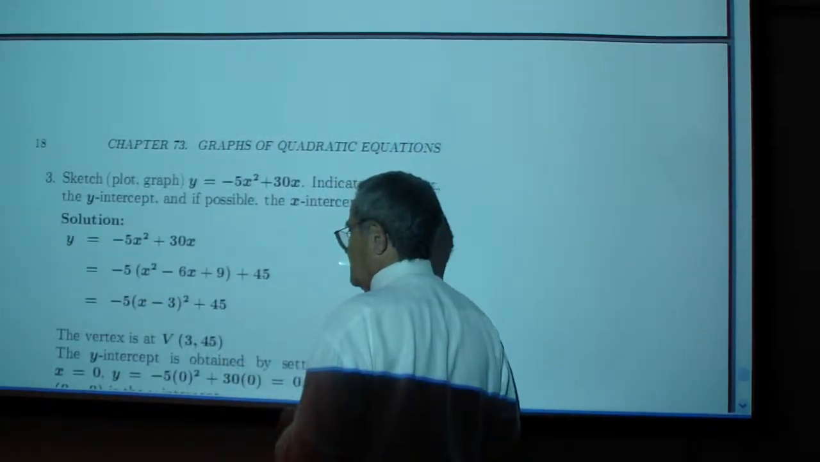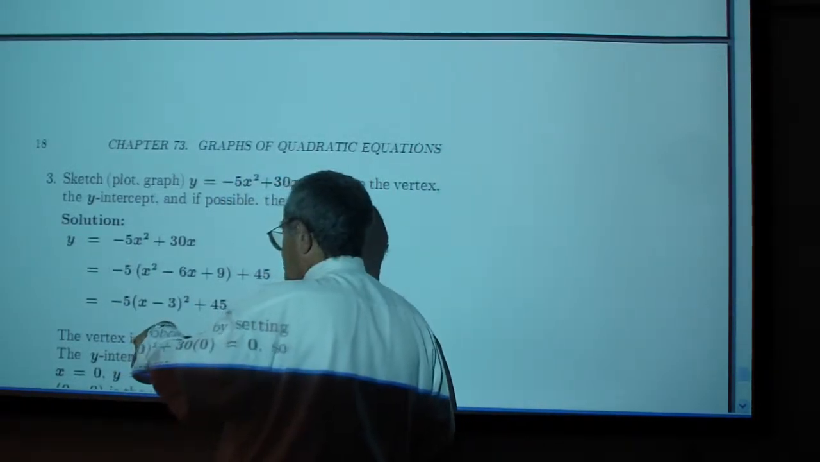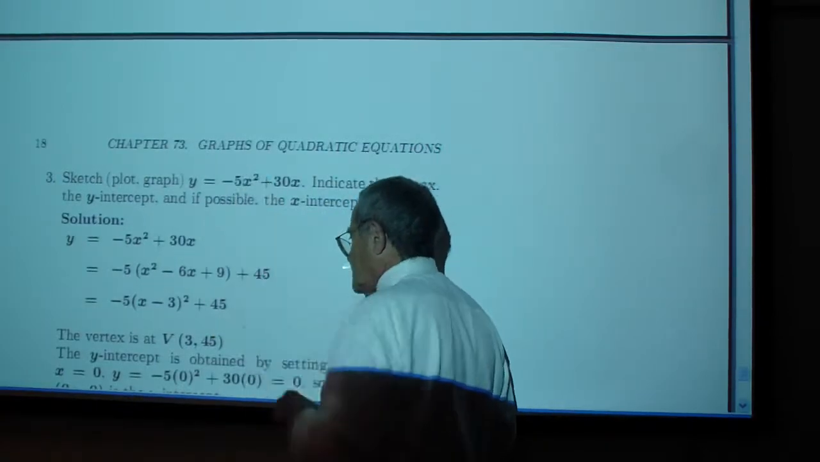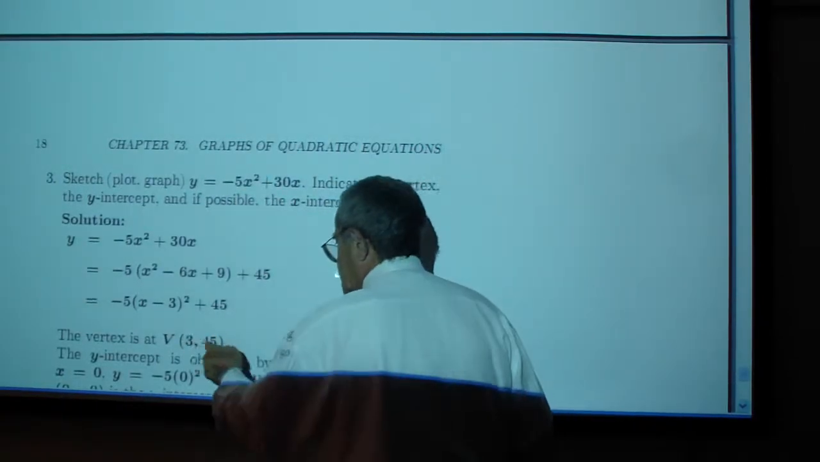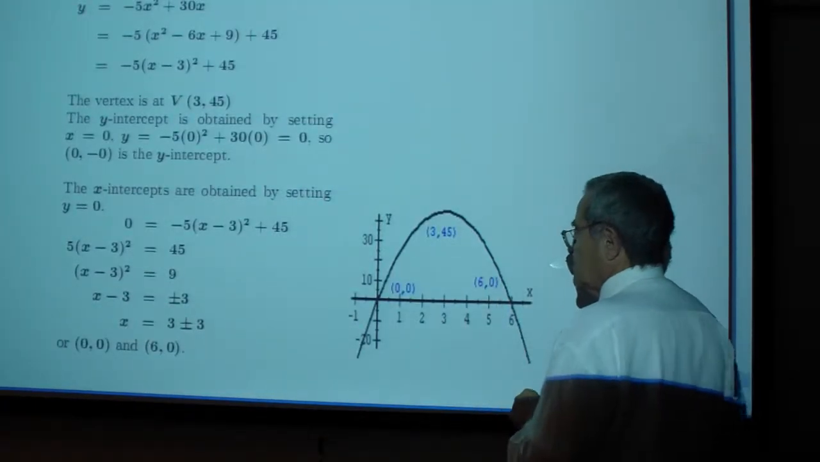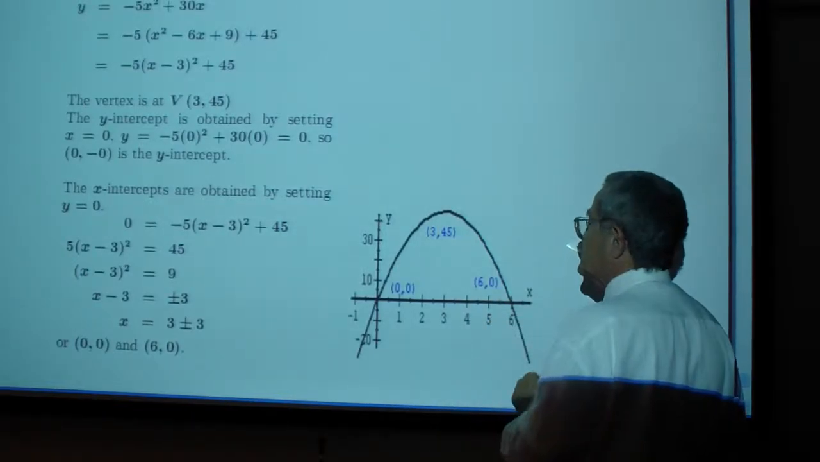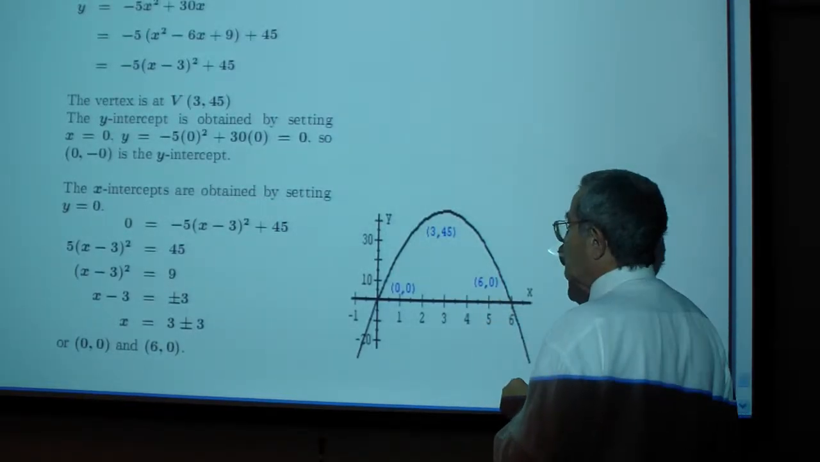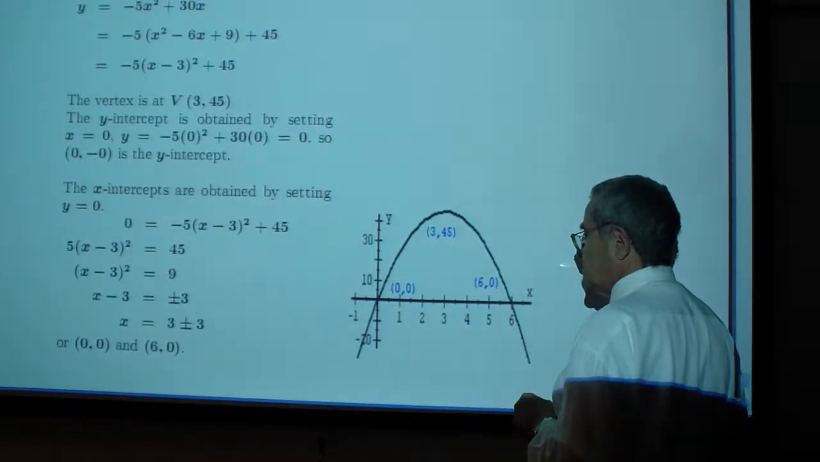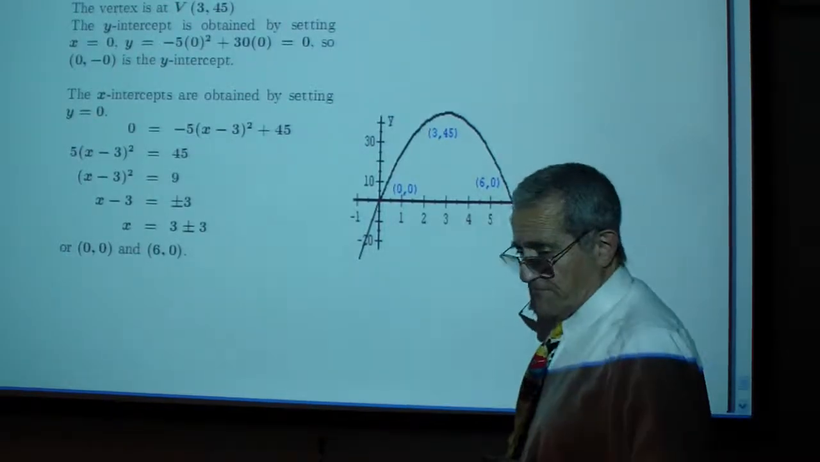This is my formula. It's like y equals negative x squared, shifted to the right 3 units, and shifted up 45 units. Your vertex is at 3, 45, right here. You pass through 0, 0, and you pass through 6, 0, and you may notice that the distance from 3 to 0 is the same as the distance from 3 to 6. Anyway, this is your graph.